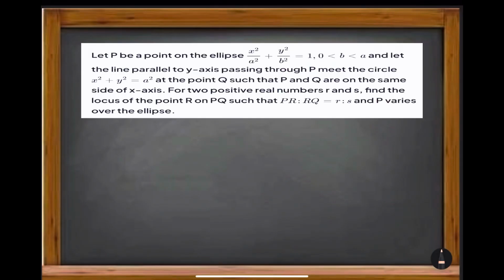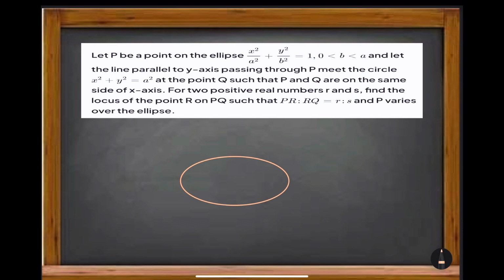Okay, so we got this situation. Let P be a point on the ellipse. So this is your ellipse where b is smaller than a. So if b is smaller than a, we will have a horizontal ellipse. Let's draw that diagram.